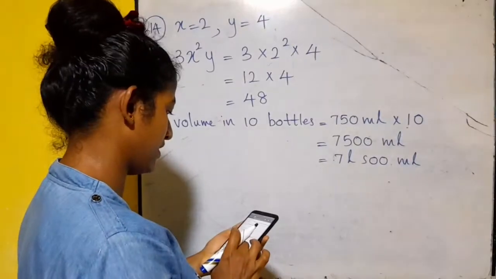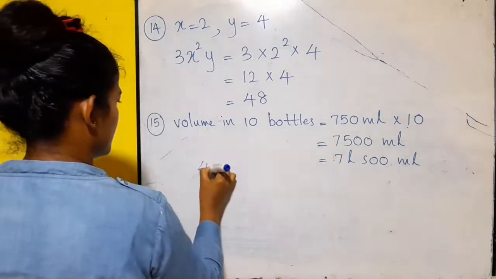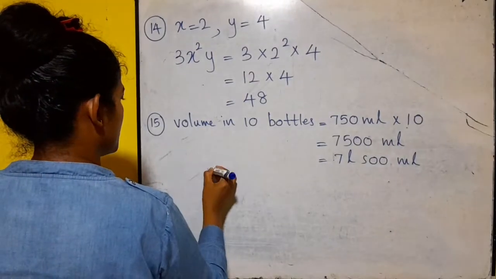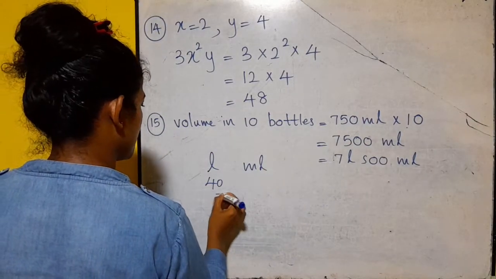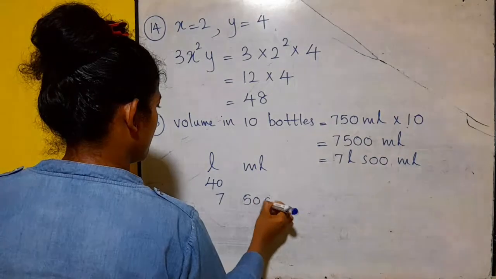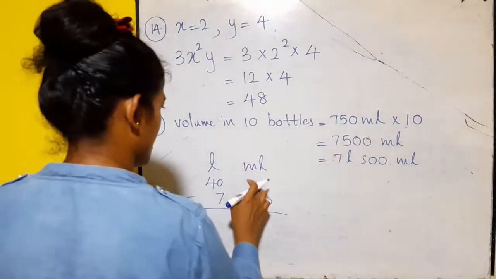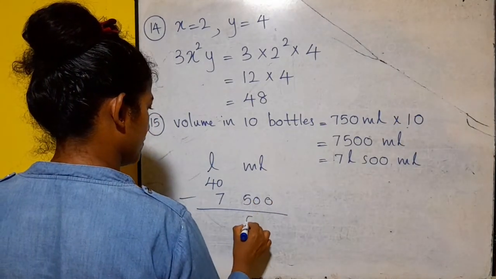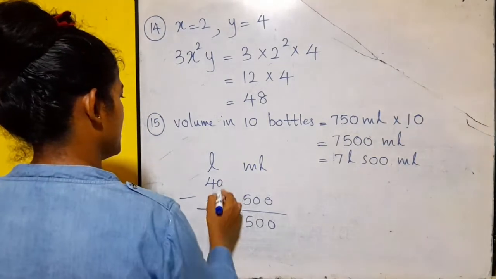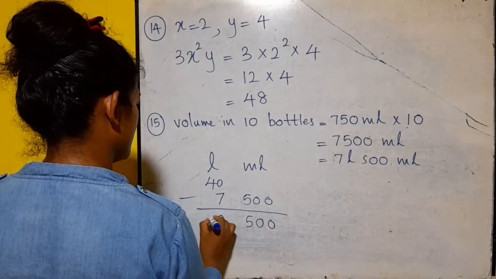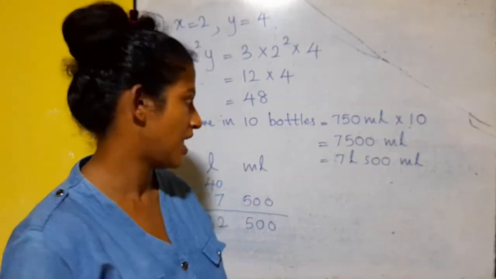So how to find the remaining amount now? 40 liters. We'll write liters and milliliters. 40 liters minus 7 liters 500 milliliters. Now we'll take 1 liter to the milliliter side. Then 1000 minus 500 is 500. Then the remaining is 39. 39 minus 7 is 32. 32 liters 500 milliliters is the answer here.